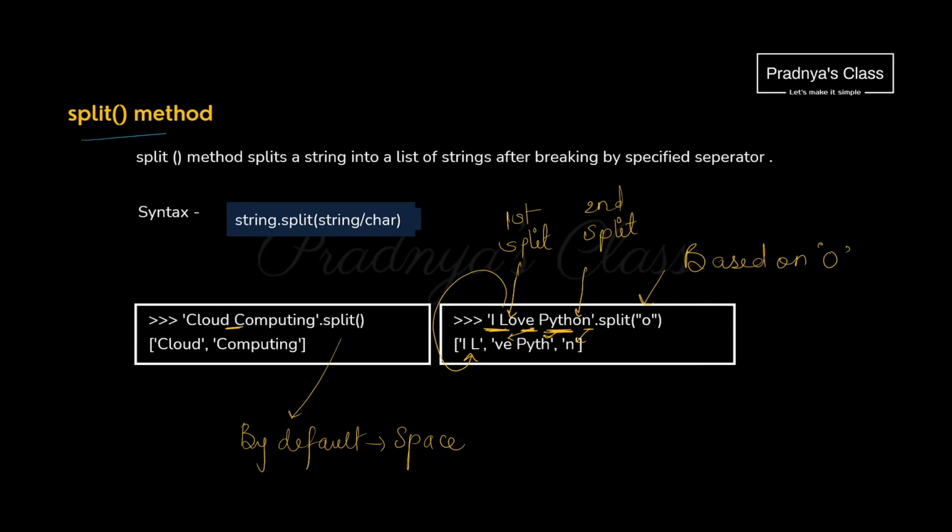Proceeding to the next method, split. It is very important. It will split the given string based on a character or a string. The default separator is space. Look at this example. On the space, it got split. You are getting the answer in the form of a list. And in case you provide a separator, the string will get split based on the separator. Try this out with some examples.